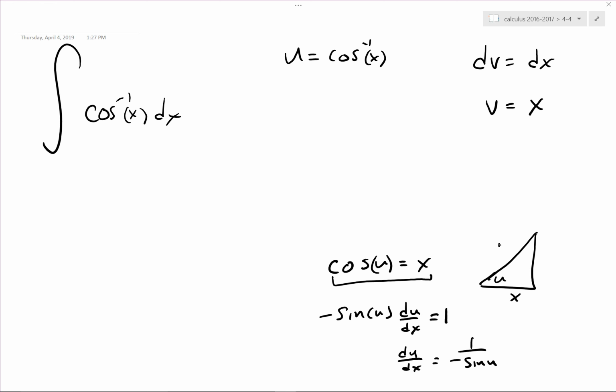Cosine is here and here, yes? Ergo, this must be this. True that? So then it's 1 over the sine. Now, what is the sine of u up here? The sine would be this feller over that feller, yes? So it'd be minus 1 over the square root of 1 minus x squared.